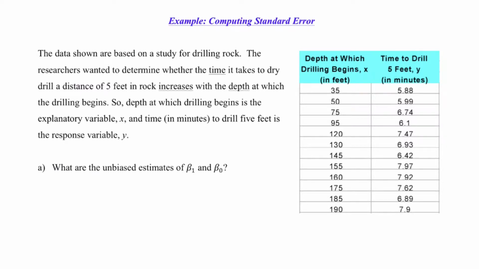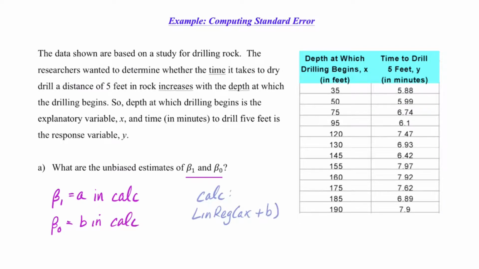Part A asks, what are the unbiased estimates of beta sub 1 and beta naught? Well, we just need to remember the vocabulary. The unbiased estimate of beta sub 1 is b sub 1, which is our slope in a linear regression model. And beta naught has an unbiased estimate that is b naught. So we just need to find b sub 1 and b naught. So that means in our calculators, we're going to do a linreg ax plus b again. And before we head over to the calculator, let's make sure we put all our x values into L1, and all our y values into L2.